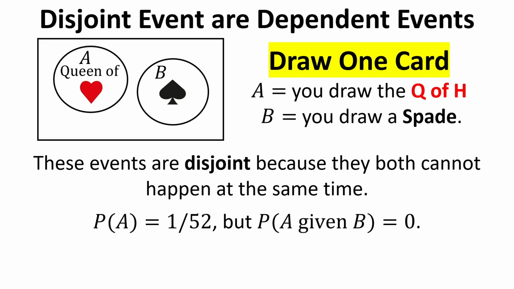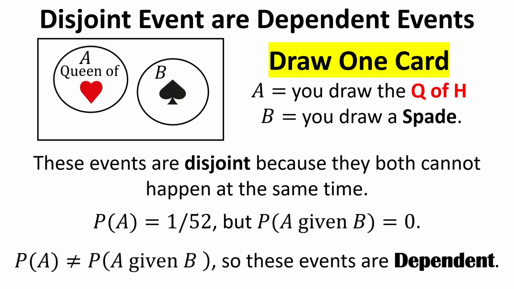So you can see the probability of A alone is 1 over 52. The probability of A given B is now 0. The probability of A given B has changed. The knowledge that B has happened changed the probability of A. And so these events are dependent. In general, all disjoint events are dependent.